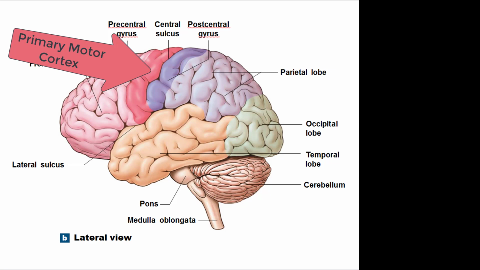So the neurons arising from the spinal cord that were synapsed on by the pyramidal neurons from the primary motor cortex will innervate skeletal muscle.